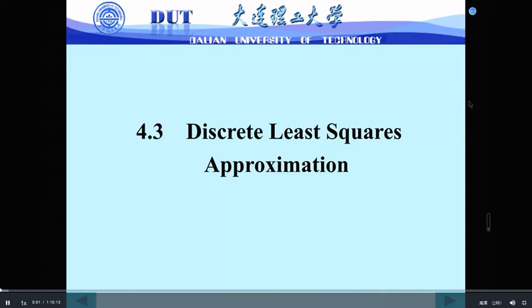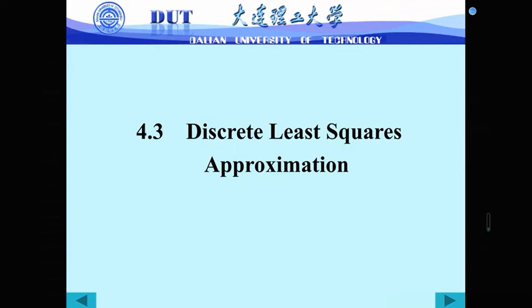Hello everyone, let's come to the third section, discrete least squares approximation. In this section we learn another method to obtain approximation. This is different from the interpolation approximation. This is discrete least squares.